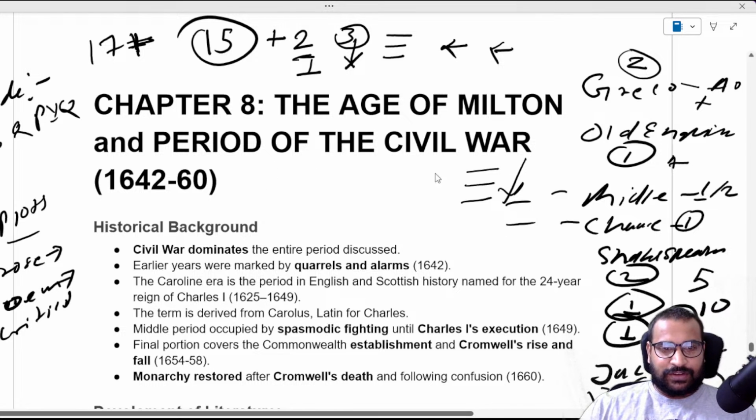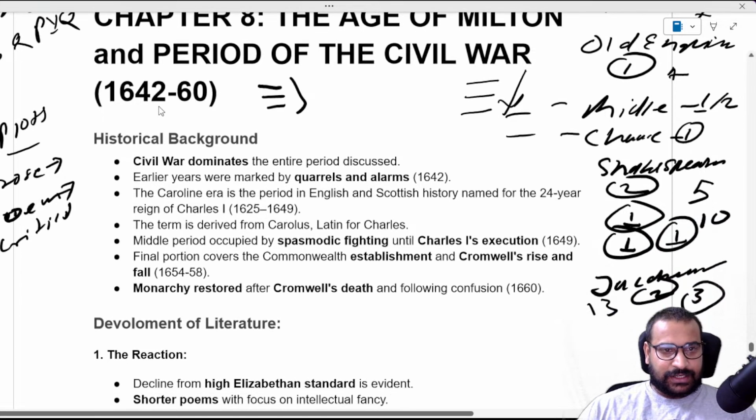So anyway, that's all we have discussed. Before that, we also discussed all kinds of codes to remember these, to bag all these 15 to 16 questions, right? So first, on the age of Milton, I'm going to talk about the historical background. When we talk about Milton, we should know that this age was dominated by what? Civil war.